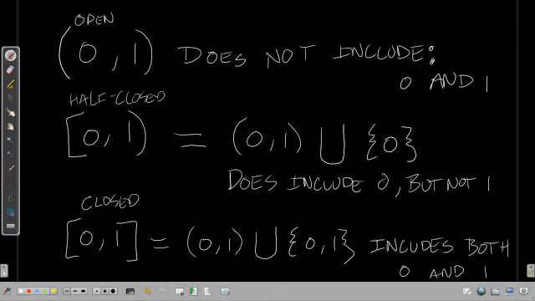And of course, you could have it be half closed on the other side, and you would just glue onto it the point 1. And you would still call it half closed.